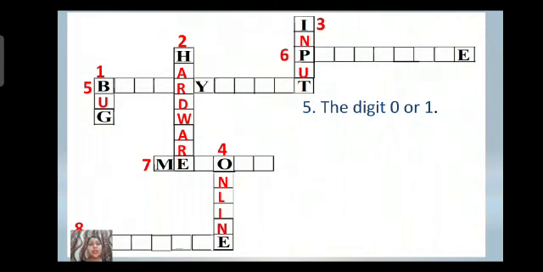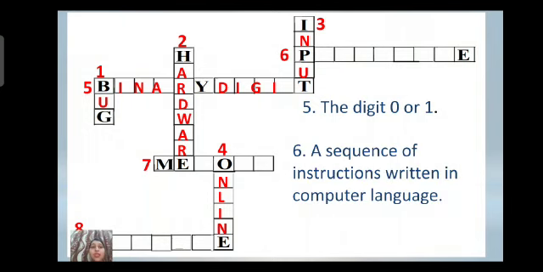So children, here is a question for you. This is question number 5, given at the beginning. The digit 0 or 1 refers to as, what do we call them? What do we call these digits, 0 or 1, in computer language? We call them binary digit. Binary digit.